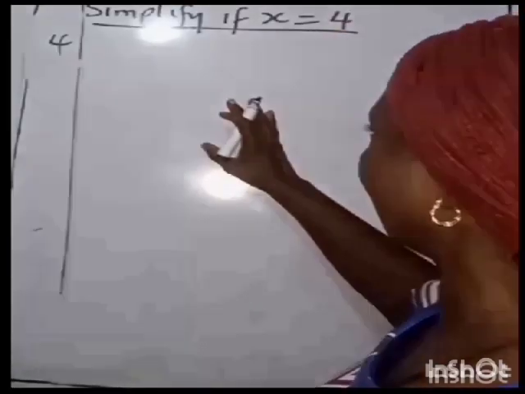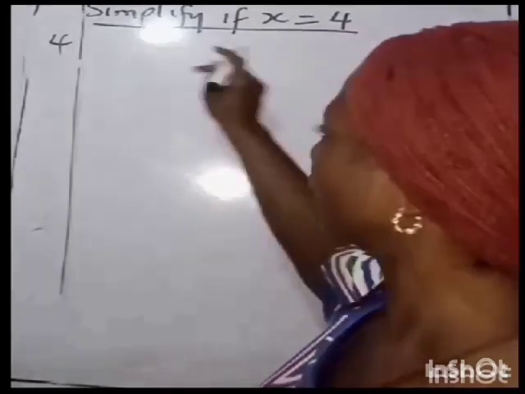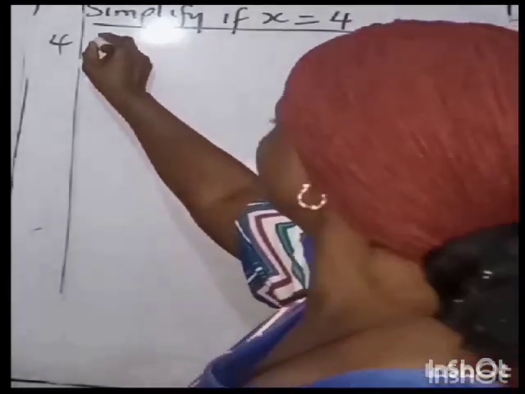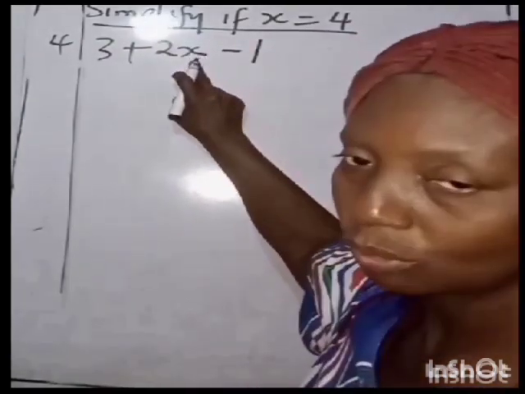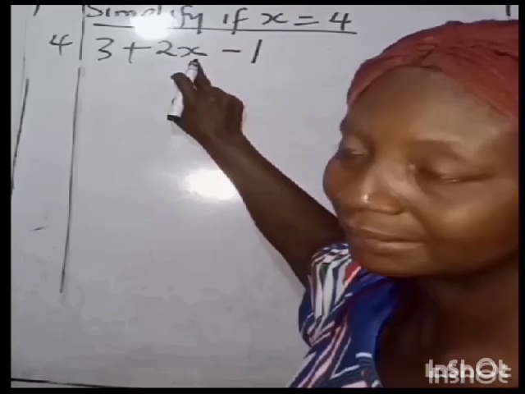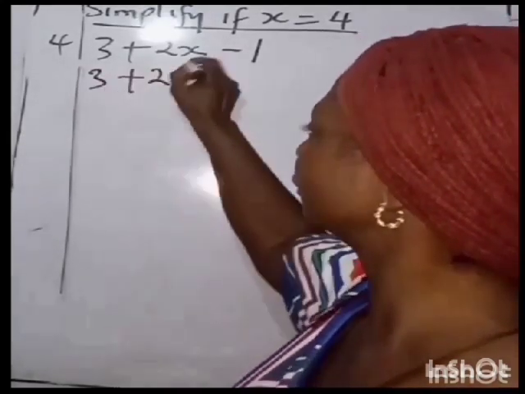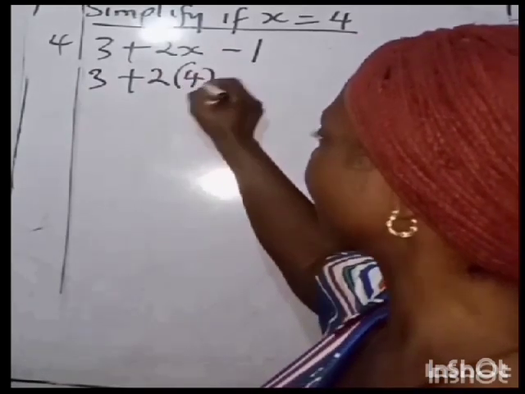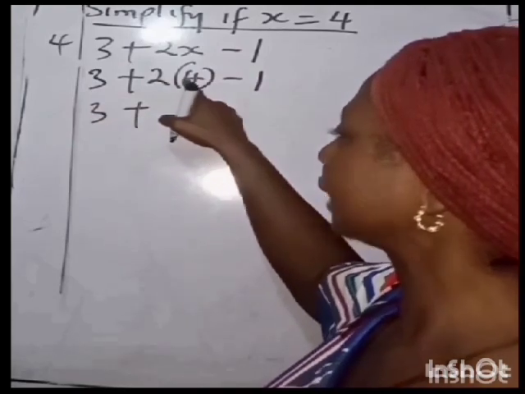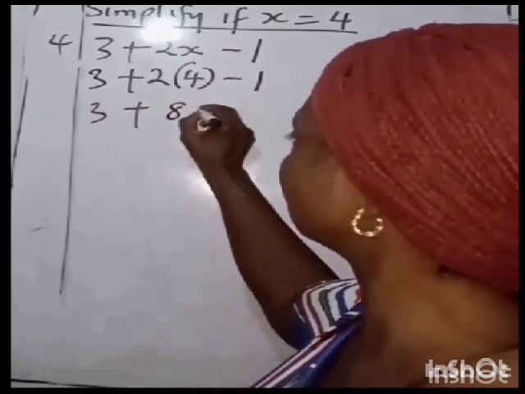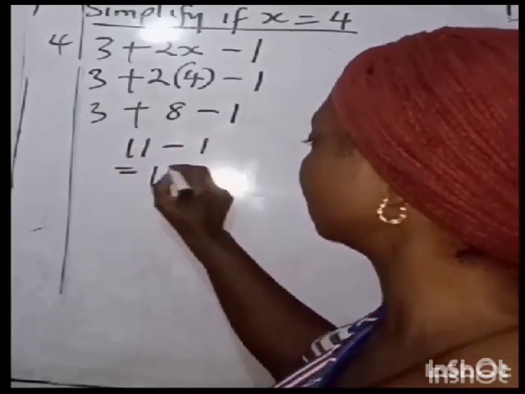In number 4, we are asked to simplify if x is equal to 4. So in the first question, 3 plus 2x minus 1. X is equal to 4. That means wherever you find x, remove it and put 4. So you now have 3 plus 2, remove x, replace it by 4. 3 plus 2 times 4 will now give us 8 minus 1. 3 plus 8 is 11 minus 1, which is 10.